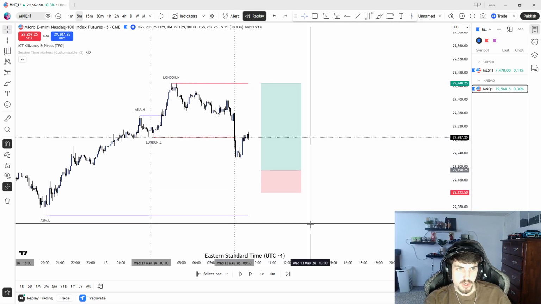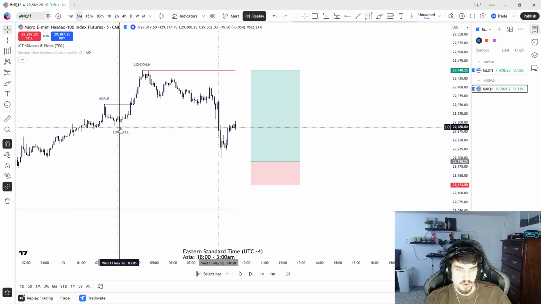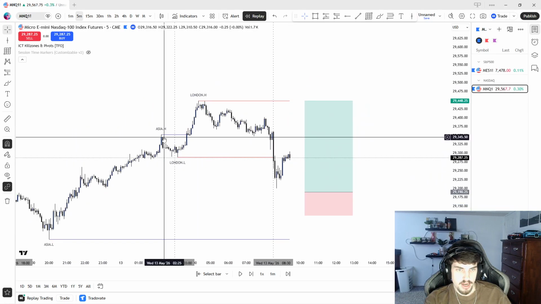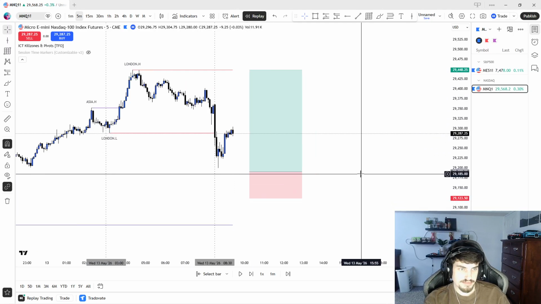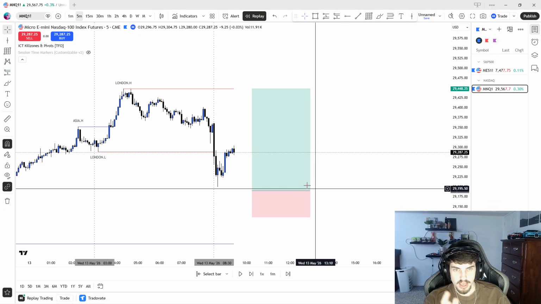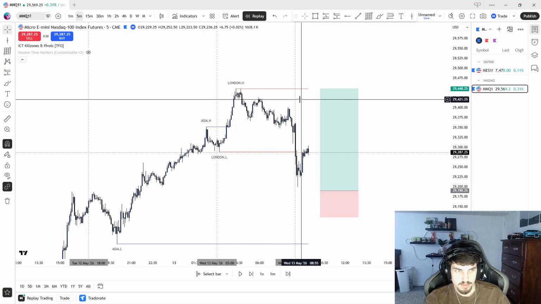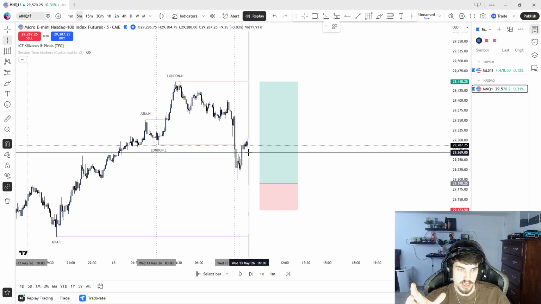I let the indicator show me, but it's going to show that the London session had its lowest point right here, and the Asia session had its lowest point right here. It had its highest point right here, and then the London session had its highest point right here. That's better than us having to mark it out and put lines on the chart for the highest times in between. That's what I used to have to do. Indicators save me a whole bunch of time.